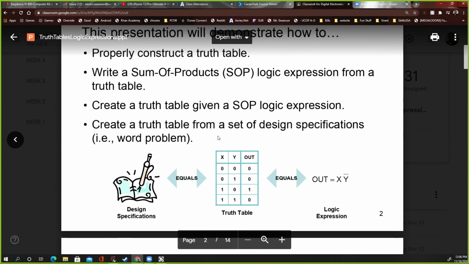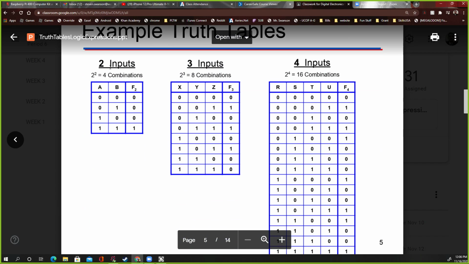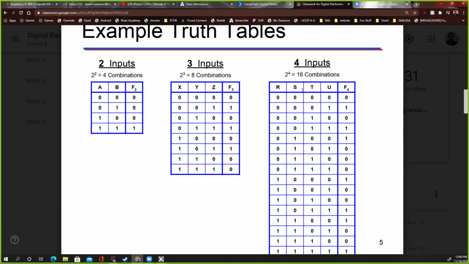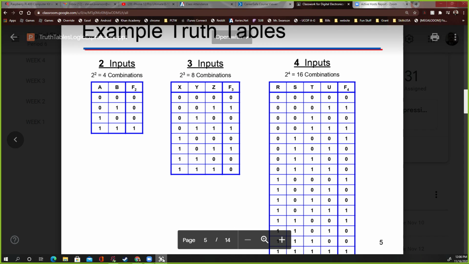And the only reason I put this PowerPoint in here is it's for your notes, but mainly it's to know how to build a 2-input, a 3-input, or a 4-input truth table. So a 2, a 3, or a 4. I'm going to show you really quick how to do that. And it's a nice, easy pattern. So watch this. So first off, a blank one.